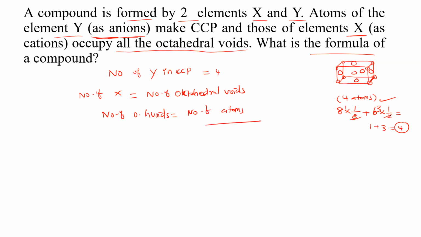What is the number of atoms we calculated? 4. So X is to Y is 4 is to 4, which means 1 is to 1 ratio. The formula of the compound is XY. Okay, the formula of the compound is XY. Is that clear?